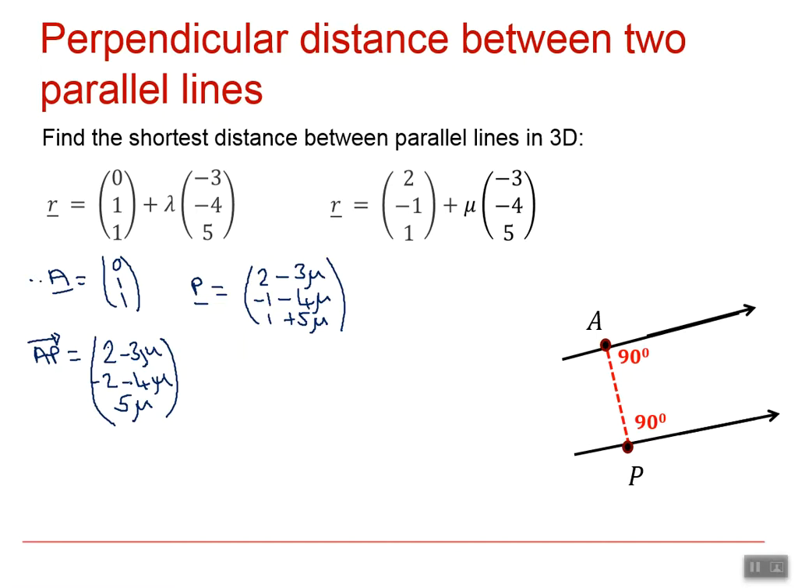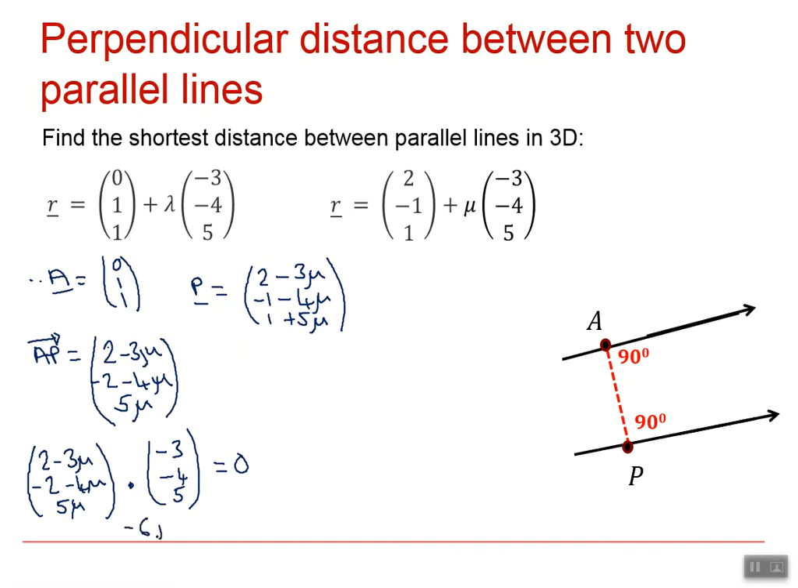Okay, so as I said before, we need to do the dot product so it's perpendicular, so the dot product is going to equal 0, and we can do that with either of these two vectors here. They're the same in this particular case, but if they were different, with one a multiple of the other, choose the one that makes your life easiest. So (2 minus 3 mu, minus 2 minus 4 mu, 5 mu) dotted with (minus 3, minus 4, 5), what we want to get is 0 because they're perpendicular.